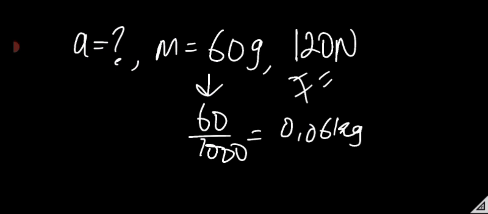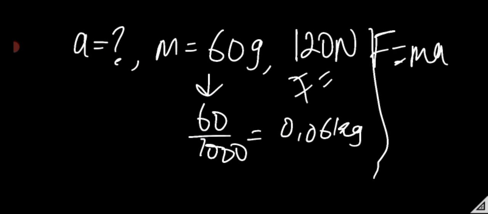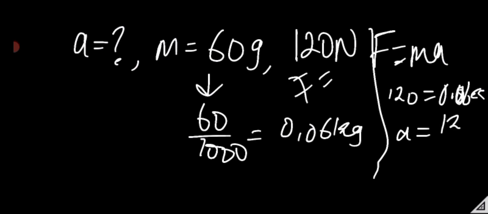Okay, so we'll bring out our formula. Our formula is F is equal to ma, is it not? So our F here is given. Our F is 120 is equal to, our m is 0.06, and our A is A. So we make A the subject of the formula by dividing through. So A will now be equal to 120 all over 0.06.